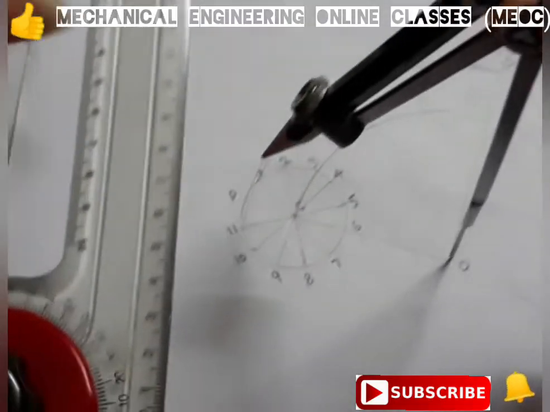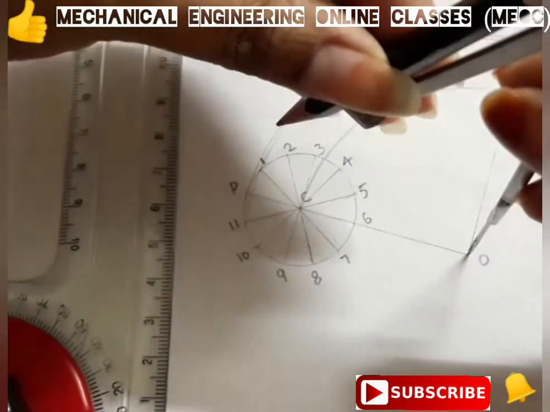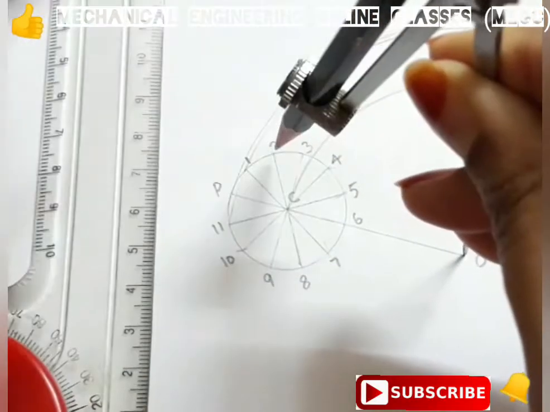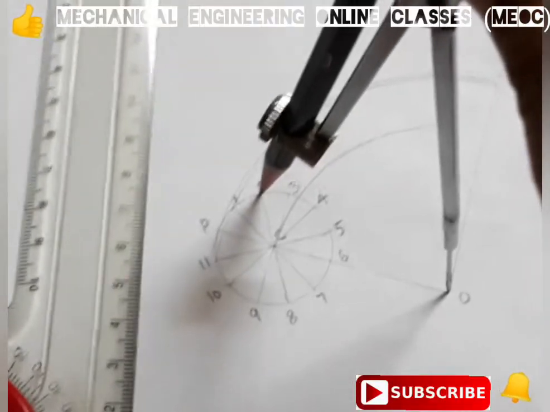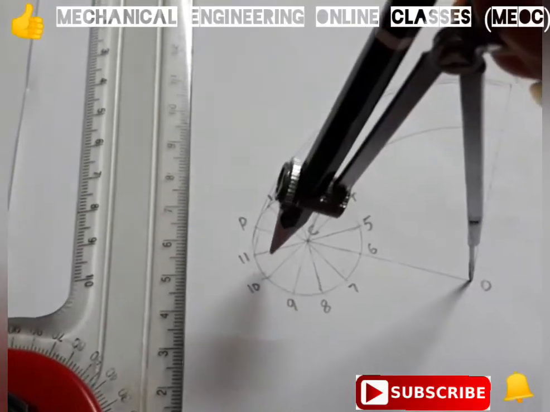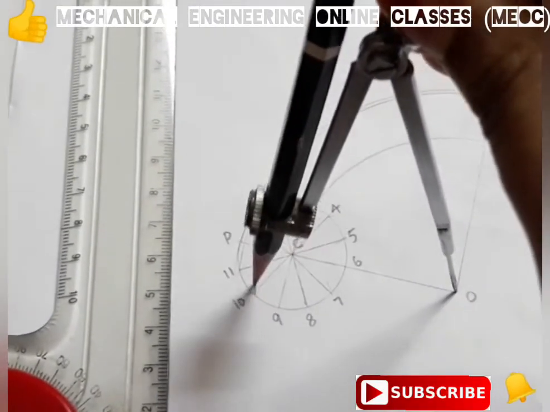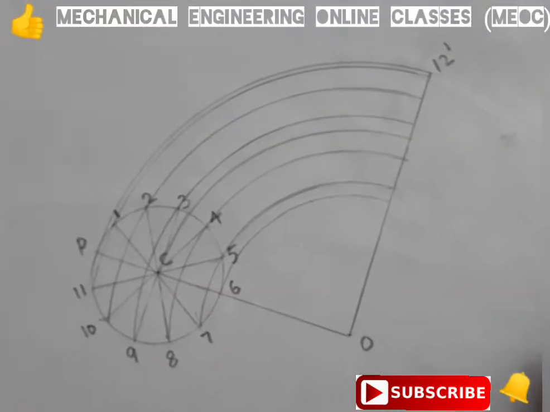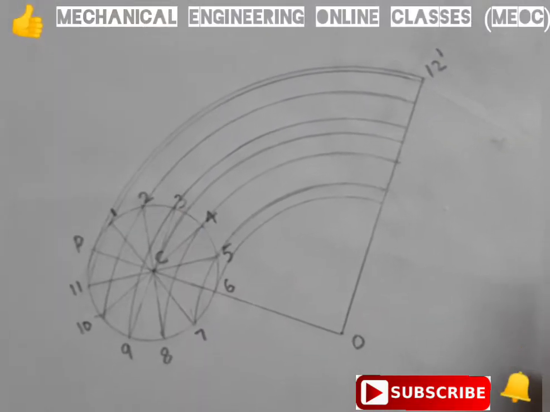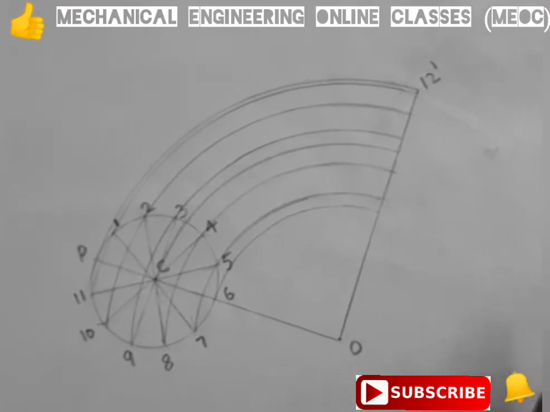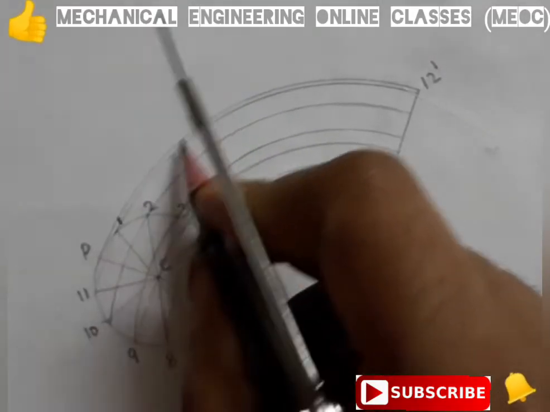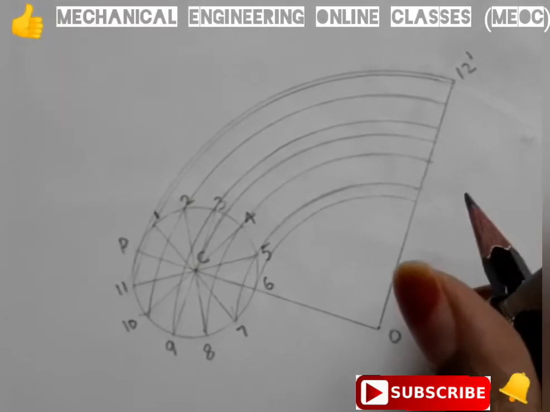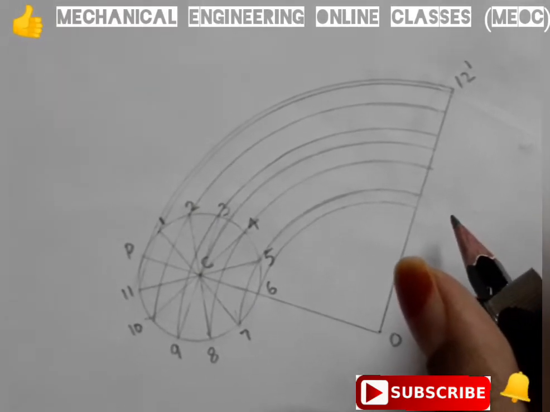Now I will set my compass radius to O2 and draw another arc, and that arc also passes through point 10. I have repeated the same process for all other points. Now the next step is to divide P12 dash into 12 equal parts. I am using the trial and error method here.